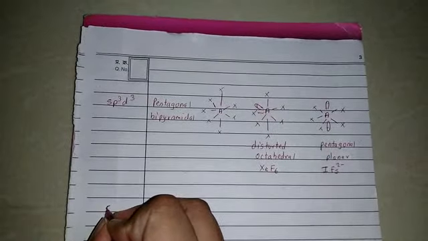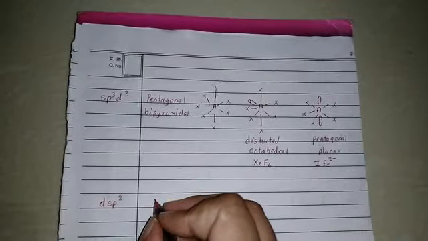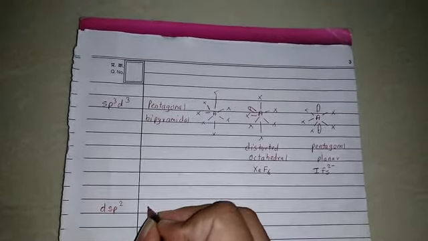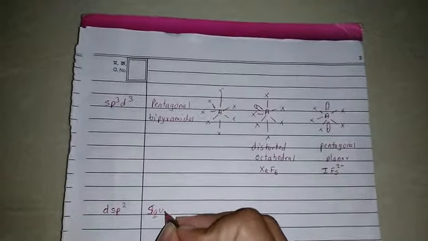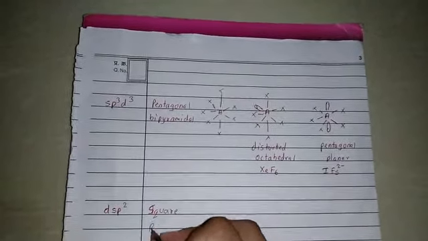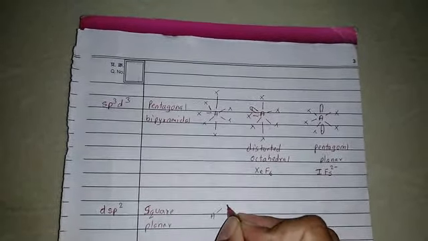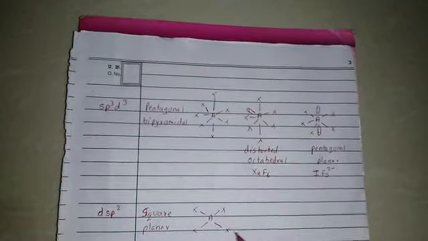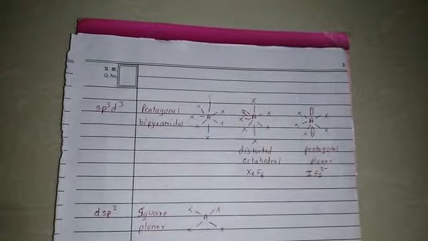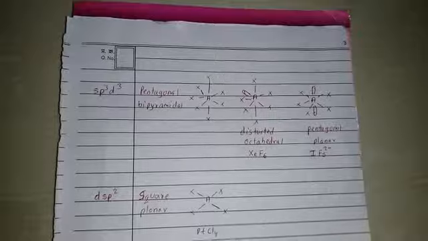Okay, the last hybridization, dsp2. The normal geometry for dsp2 is square planar, and the geometry appears in this pattern. Best example, PtCl4. Hope you got the hybridization, guys.